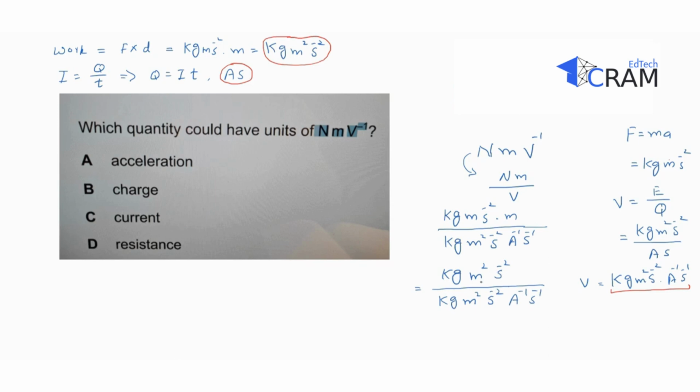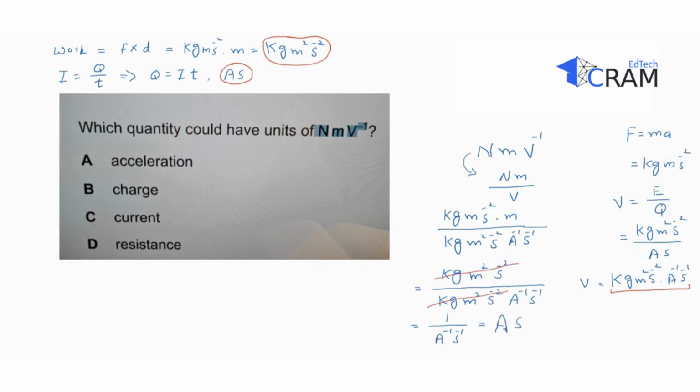Now you can see what's common in the denominator and the numerator. Kilogram, kilogram, meter square, s minus 2, s minus 2. It means this whole thing will be cancelled with this one, right? Kilogram meter square per second square, kilogram meter square per second square. So what's left here? Only A minus 1, s minus 1. I can write it here, 1 divided by A minus 1, s minus 1. Or if I take both in the numerator, it will be ampere second.